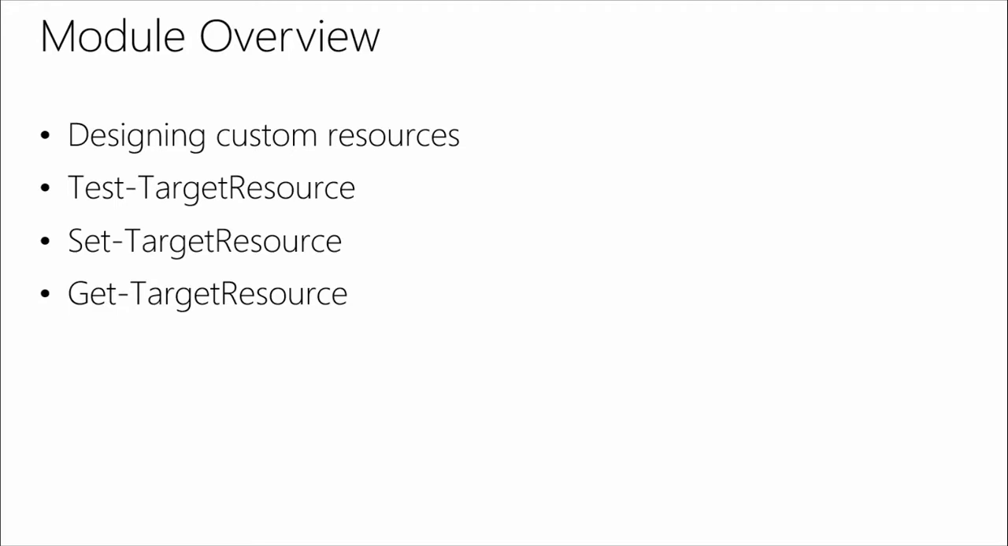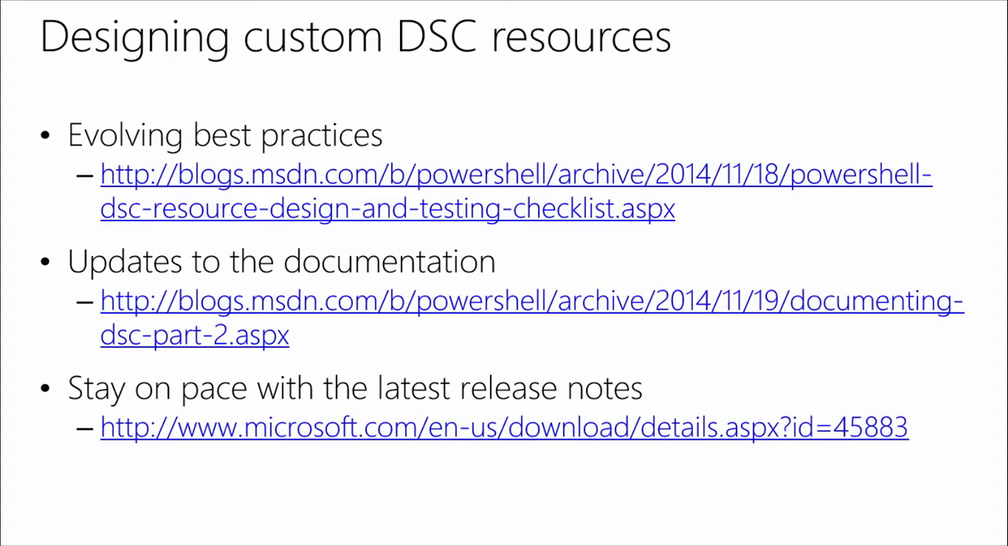Then we're going to dive in and start talking about Test-TargetResource, Set-TargetResource, and Get-TargetResource, those three special functions in our resource that we need to fill out. So let's get started with designing a custom DSC resource. Now, there's a lot of information when you need to sit down and think about when you're designing your custom resource. What we're going to show you is how to structurally put everything together.